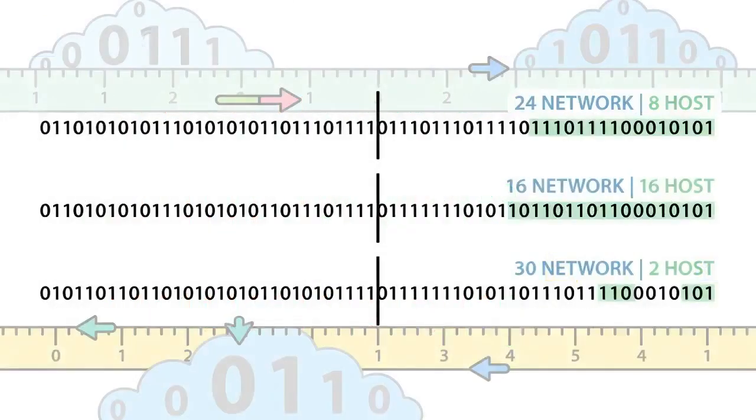bit. Think of the 32-bit address as a line with a movable boundary. Slide the boundary to position 24, and you get 24 network bits with 8 host bits remaining. Slide it to 16, and 16 host bits remain. Slide it to 30, and only 2 host bits survive, a tiny sliver at the end.